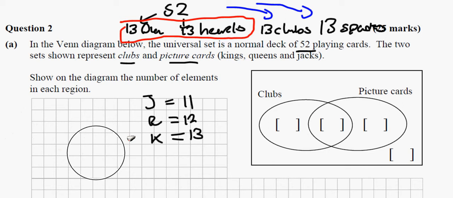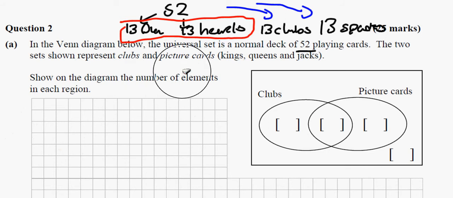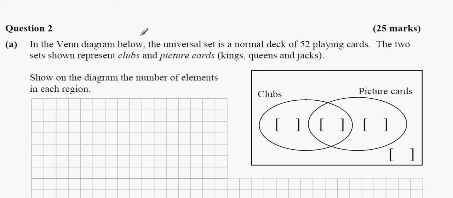So let's begin by having a quick look here. In the Venn diagram below, the universal set is 52 playing cards. The 2 sets shown represent clubs and picture cards. Show the diagram of the number of elements in each set. Always start in the middle, where we have clubs and picture cards. In the 13 clubs, there's 3 picture cards, which we'll put here. Now that 3 of them are in use, there's, oh sorry, 10 clubs remaining. So that adds up to the 13, alright? 10 and 3 is 13.